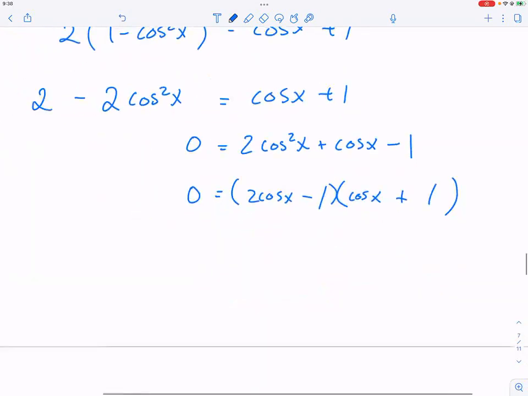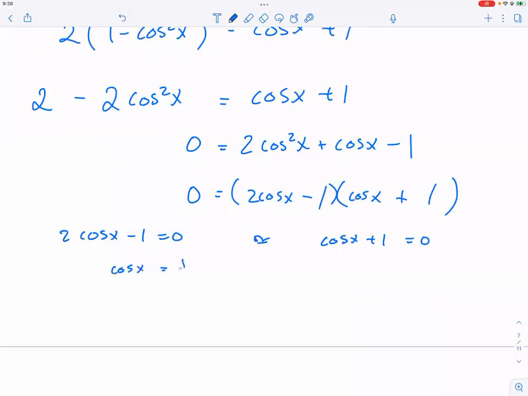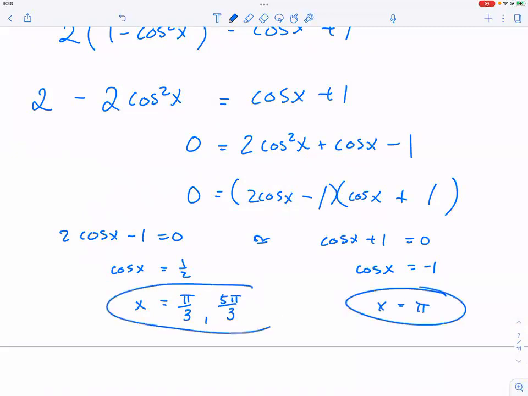So now you have the two possibilities: 2 cosine of x minus 1 equals 0, and cosine of x plus 1 equals 0. So cosine x equals 1/2, cosine x equals -1. And just go ahead and get the angles.